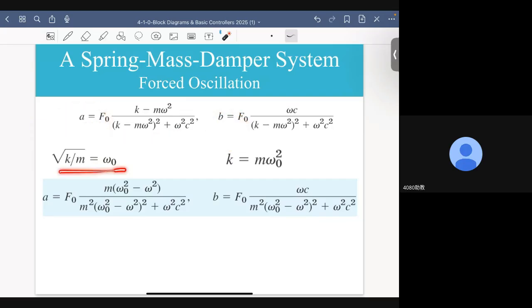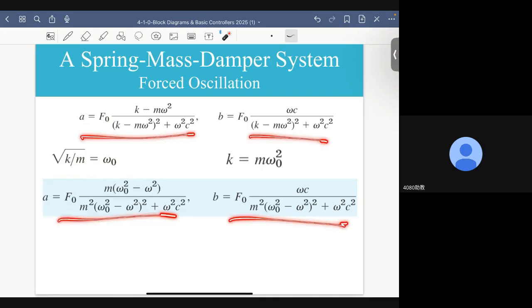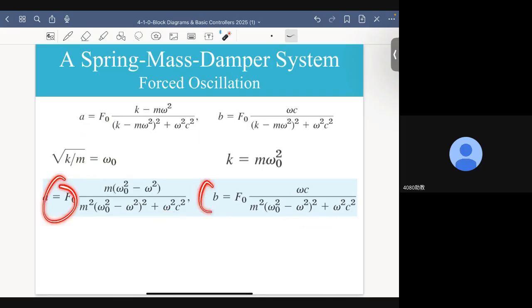Now, by introducing omega 0 as the natural frequency, which is the square root of the ratio of spring constant to the mass, we can rewrite these two expressions as this. Apparently, both A and B are functions of omega. Please remember, omega is the frequency of our excitation.